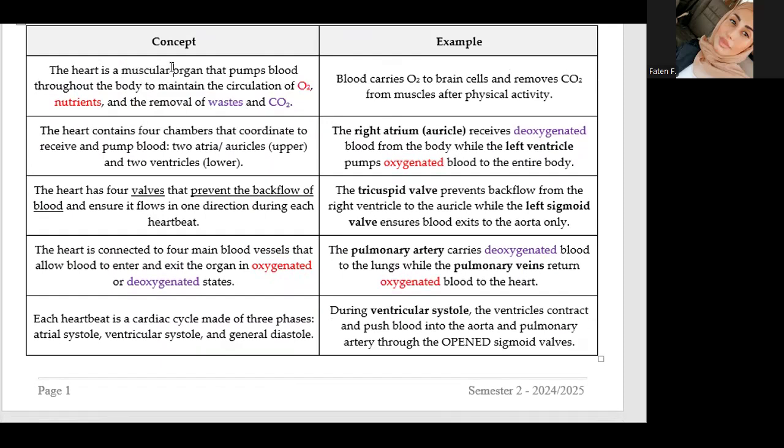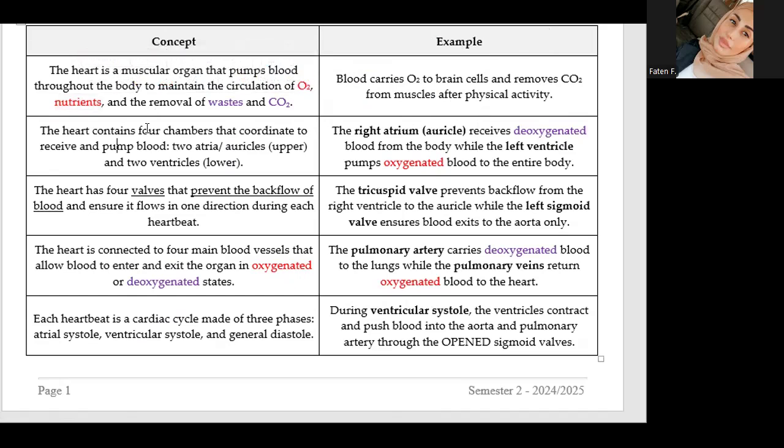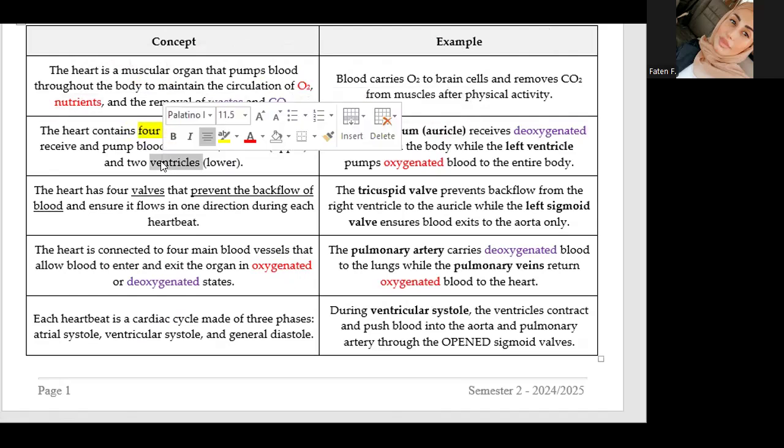As you know, the heart is a muscular organ. The myocardium in it, which is the muscular tissue, helps it push the blood throughout the body, as the body organs need oxygen, nutrients, and also need to get rid of wastes and carbon dioxide. In the heart, you will see four chambers, four cavities: the right auricle and the left auricle, and also two ventricles, the right one and the left one.